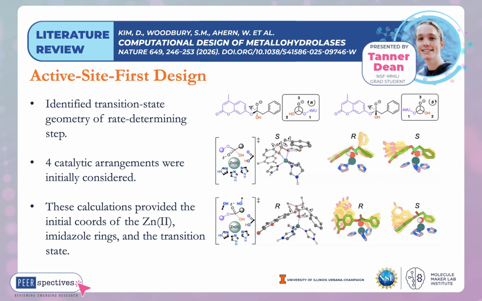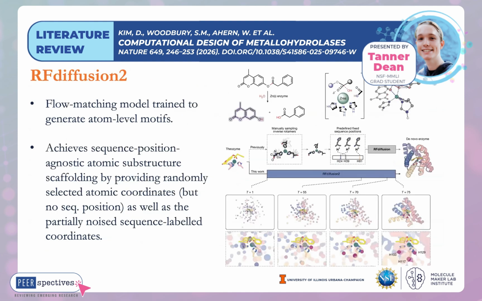But they did initial calculations where they set up and computed the energies for all four of these different geometries for this rate determining step of the reaction. So this is actually the water, these are the imidazoles, the zinc, and then this is the transition state of the reaction for the substrate where you have both oxygens essentially before one is removed. And then these calculations were used to provide the initial coordinates of the zinc, the three imidazole rings, and the transition state or the substrate that they used for input essentially into RF diffusion 2.